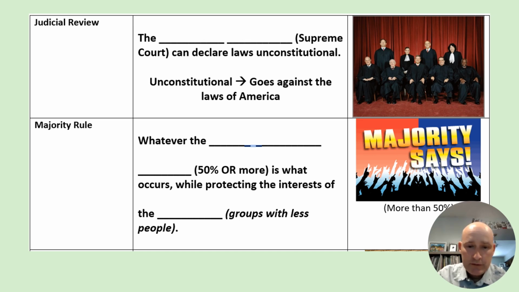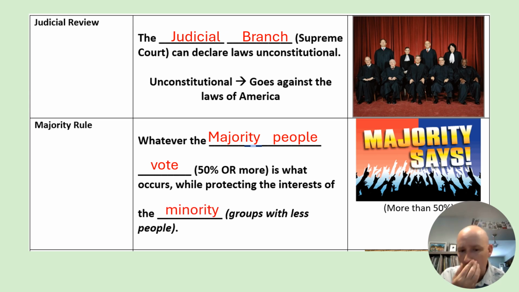Judicial review is where the judicial branch, the Supreme Court, can declare laws unconstitutional. And what that means is if they declare it unconstitutional, it goes against the laws of America. And whatever the majority of the people vote, 50% or more, that is what occurs. So the voting in Congress is an example: if more than 50% vote for it, then a law gets passed because most people agree and that's what should happen.